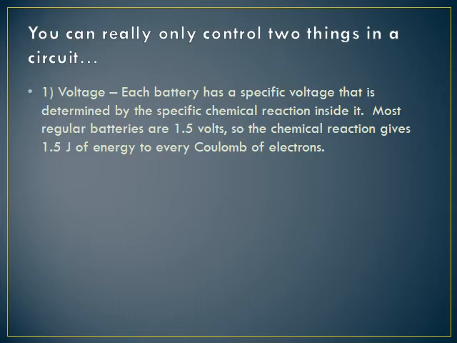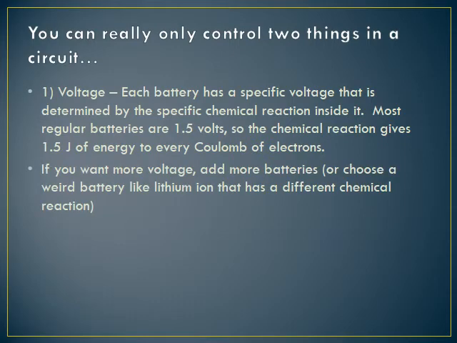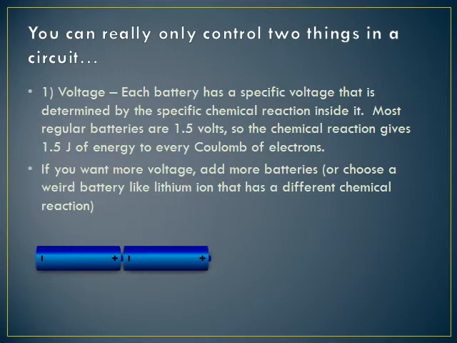And this means that if you want more voltage, one thing you can do in a circuit is you can add more batteries. So if the electrons go through one battery, they gain 1.5 volts. If they go through another battery and another battery, they're going to gain 1.5 volts, 1.5 volts. So they'll have a total of 4.5 joules of energy per coulomb.